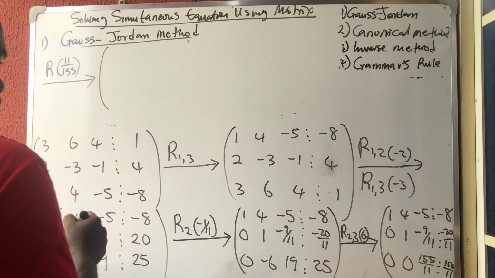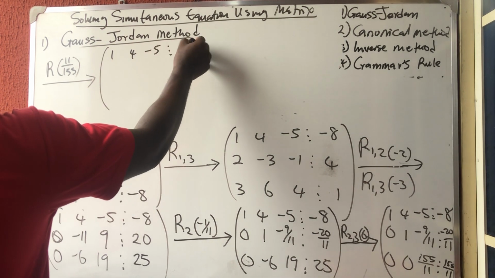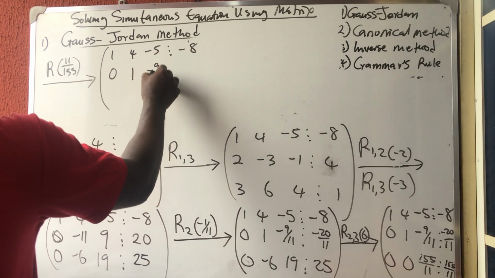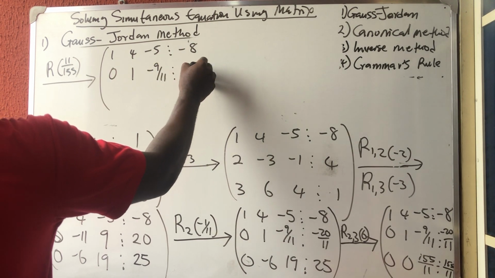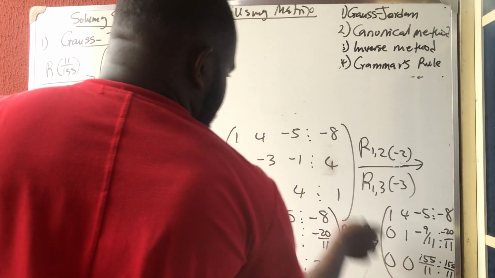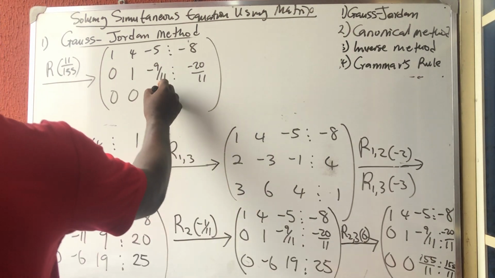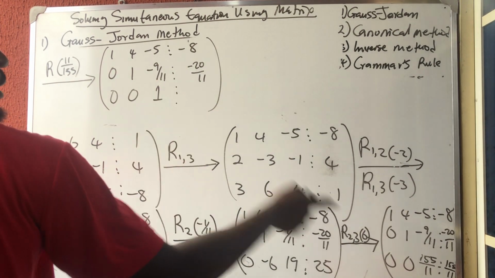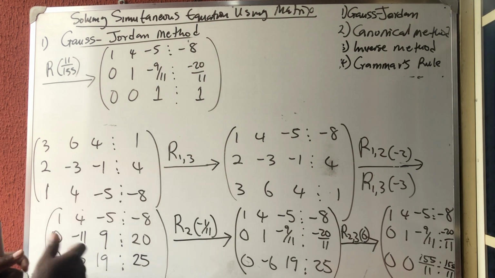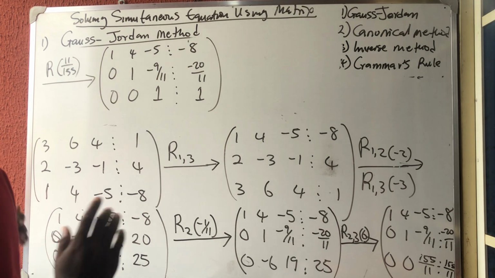Leave 1 and 2 the way it is. 1, 4, minus 5, dot, dot, dot, minus 8. 0, 1, minus 9 over 11, dot, dot, dot, minus 20 over 11. Then finally, anything times 0 is 0, and anything times its inverse is 1. So automatically it shows that we are done, because 1 here, 0 here, 1 here, 0 here, and 1. So we are done now.